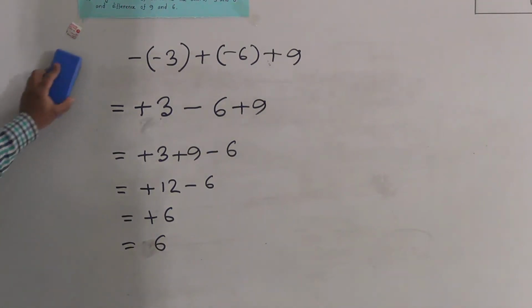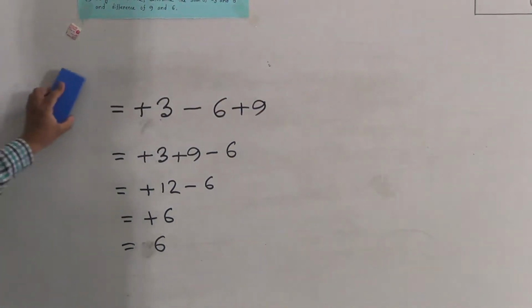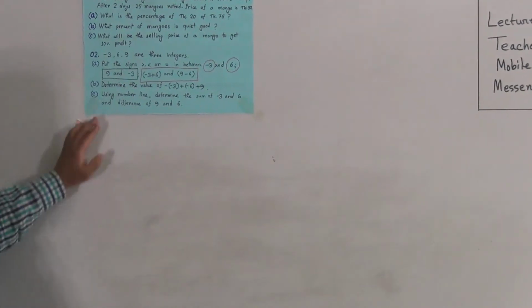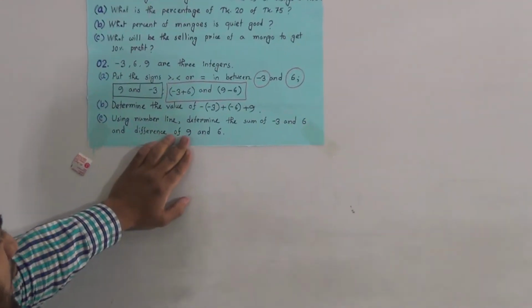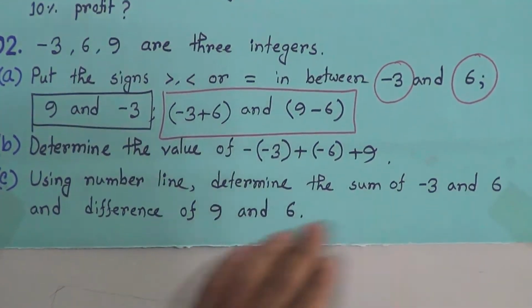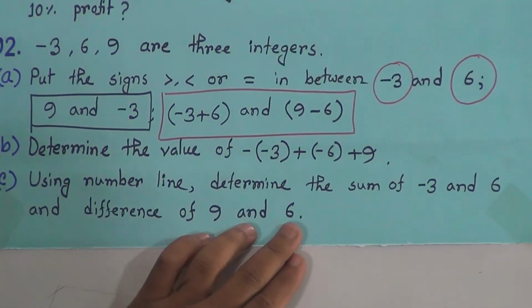Now I am going to solve activity C, that means the last one. The last one is using a number line. By the use of the number line, we have to determine the sum of minus 3 and 6, and the difference of 9 and 6.